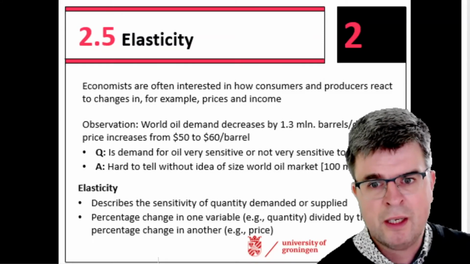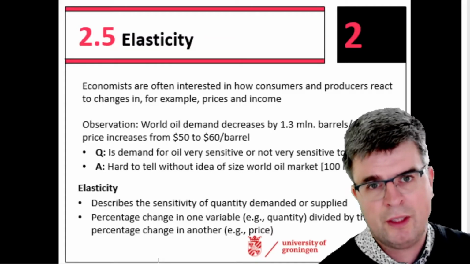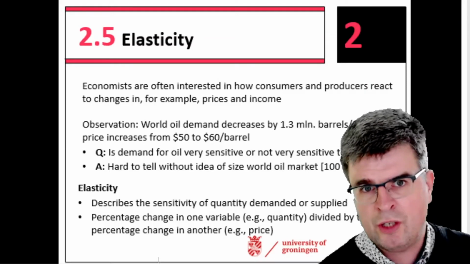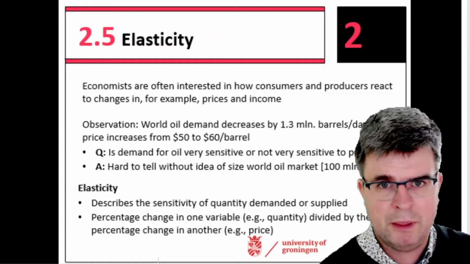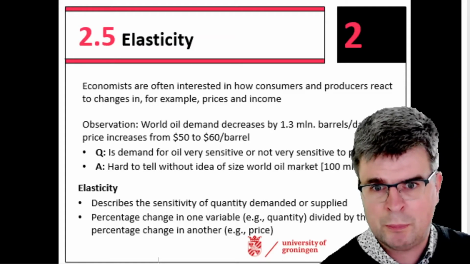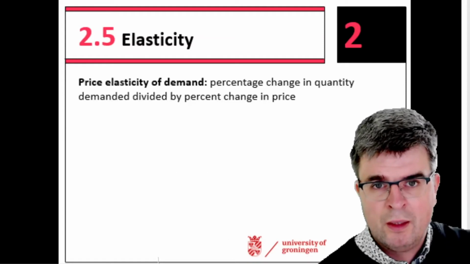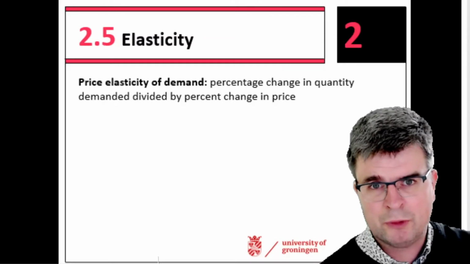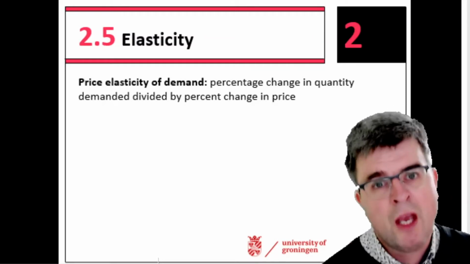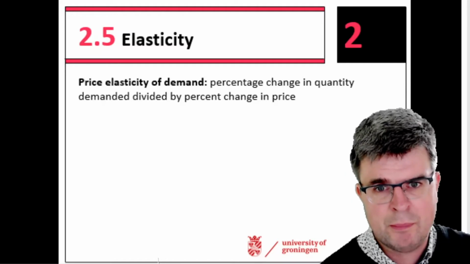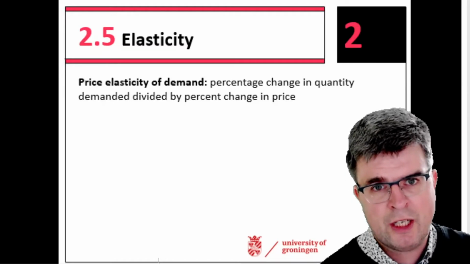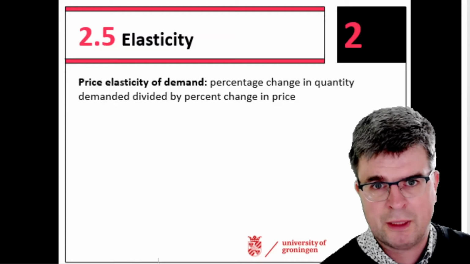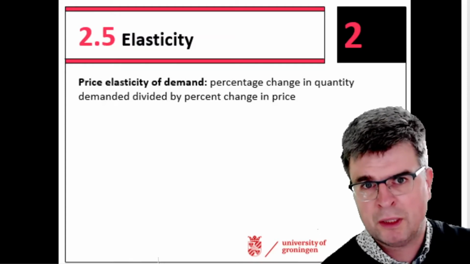So elasticities describe the sensitivity of the quantity that's demanded or supplied, in the example the quantity demanded, to a percentage change in another variable. And that other variable may be the price, but it may also be one person's income. And because we have choices in those other variables, we also have different elasticities. One elasticity is the price elasticity of demand, which tells you the percentage change in the quantity demanded caused by a percentage change in the price of the good, like in the example that we had with the barrels of oil.